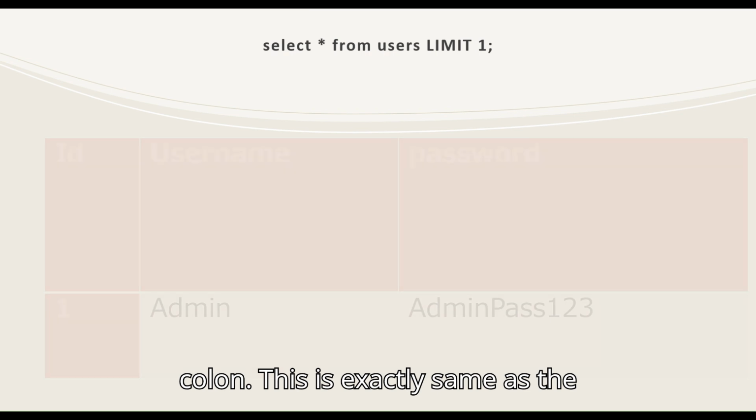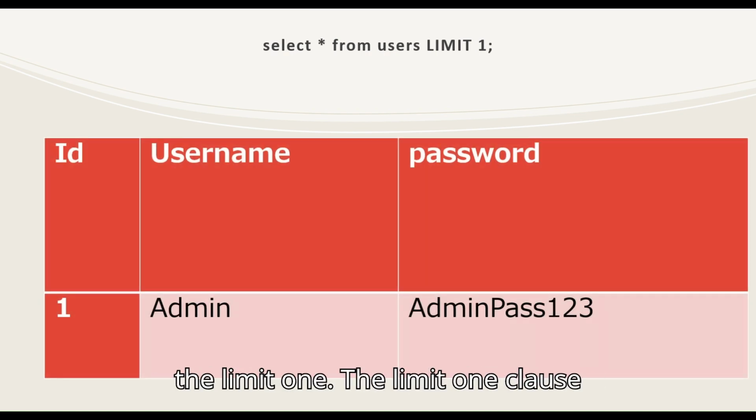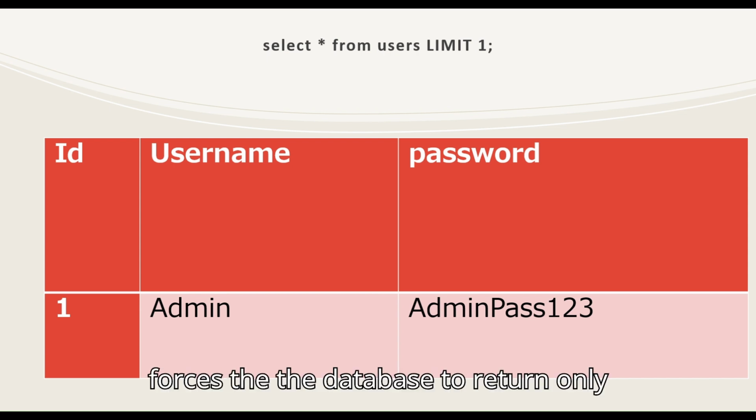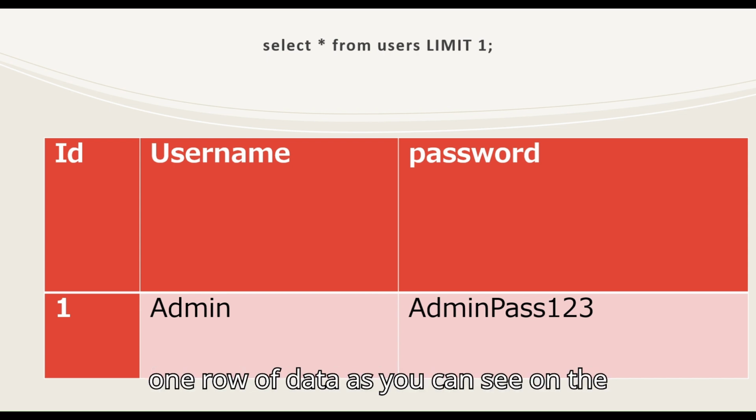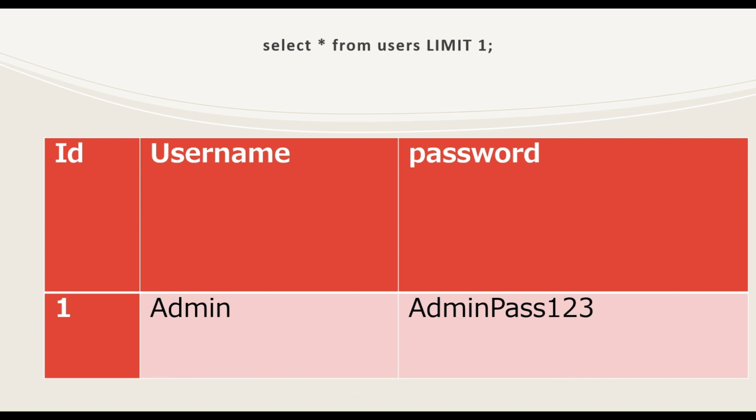Another one, we have select star from users limit 1 semicolon. This is exactly the same as the first one. The only difference is the limit 1. The limit 1 clause forces the database to return only one row of data, as you can see on the screen. The first one is returned.